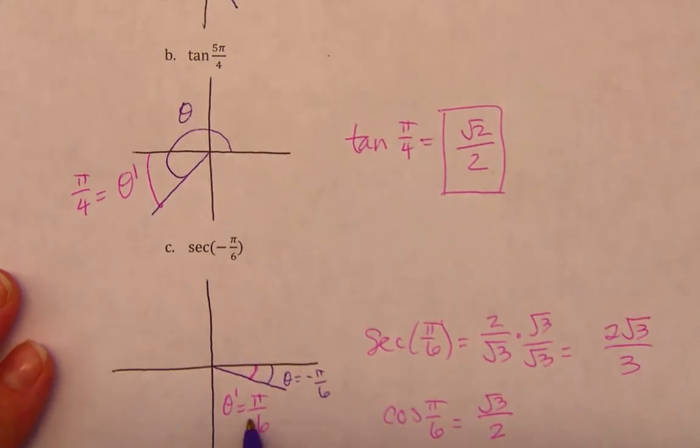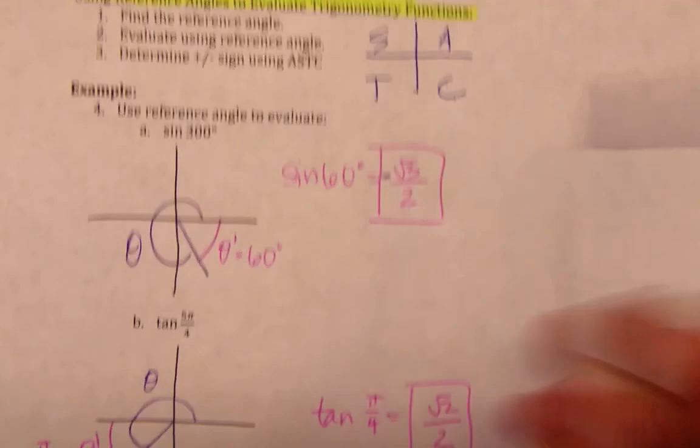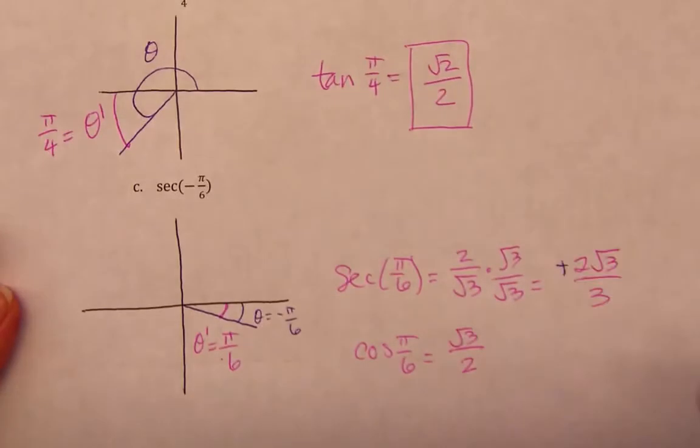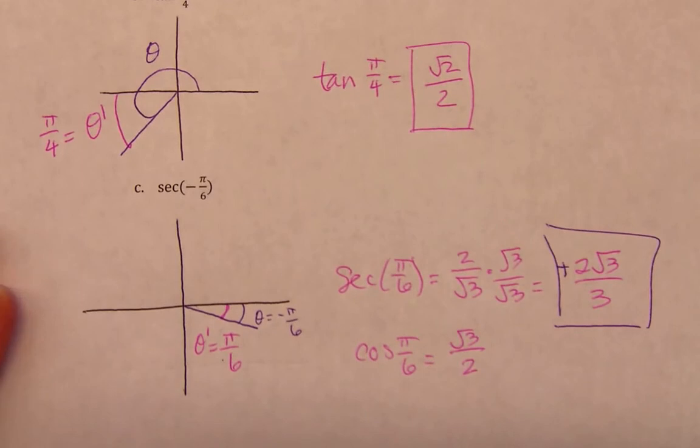And in quadrant 4, cosine and secant are positive, so it's positive, and that's our answer. And that brings us to the end of section 4-4.